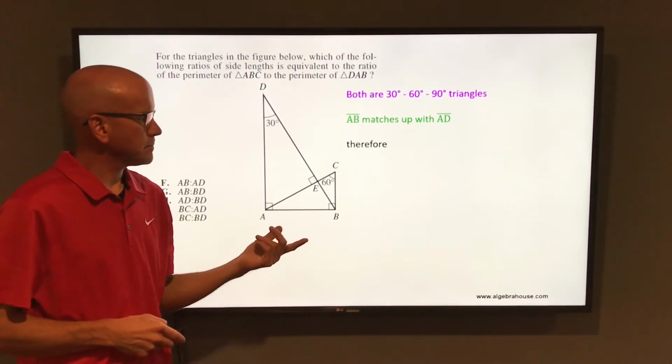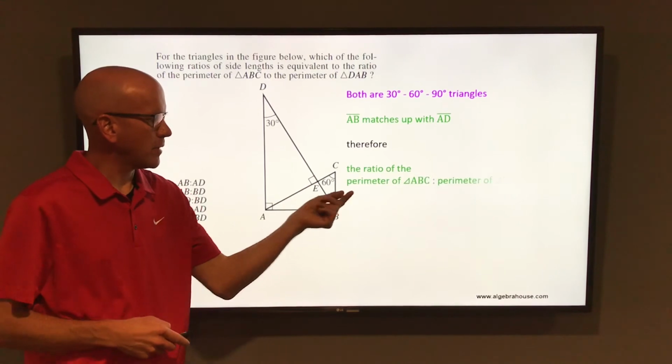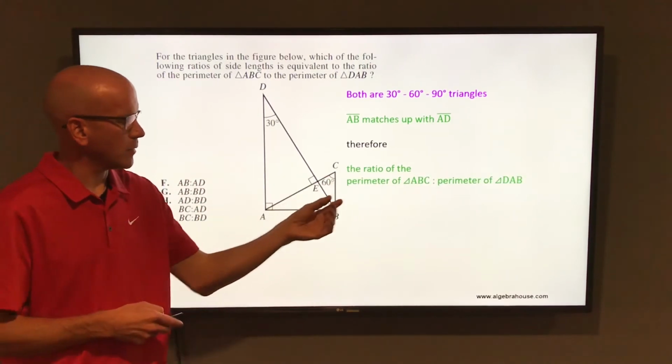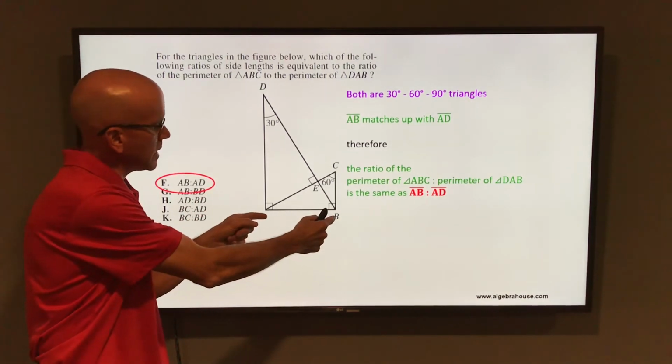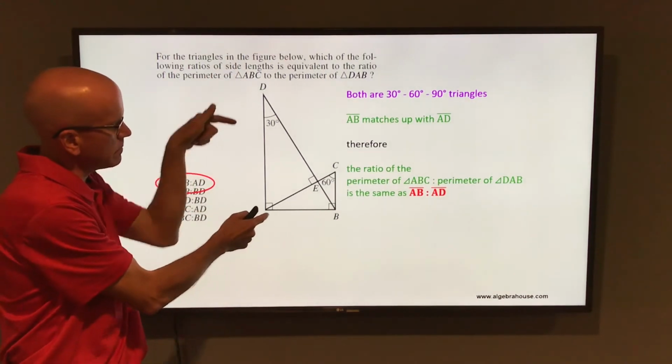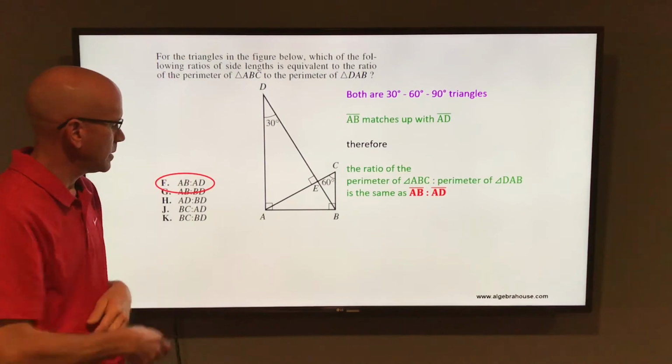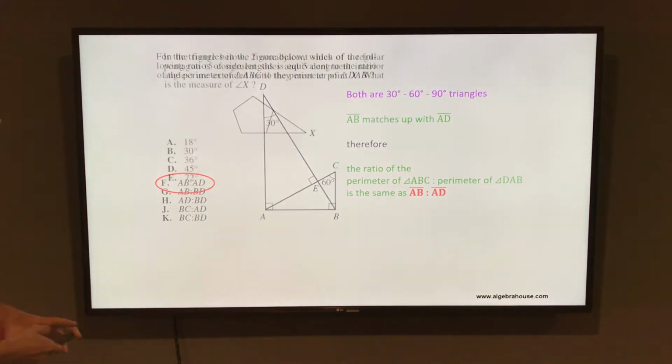Therefore, the ratio of the perimeter of triangle ABC to the perimeter of triangle DAB would be the same as the ratio of side AB to side AD. Those two sides match up. Letter F is the correct answer.